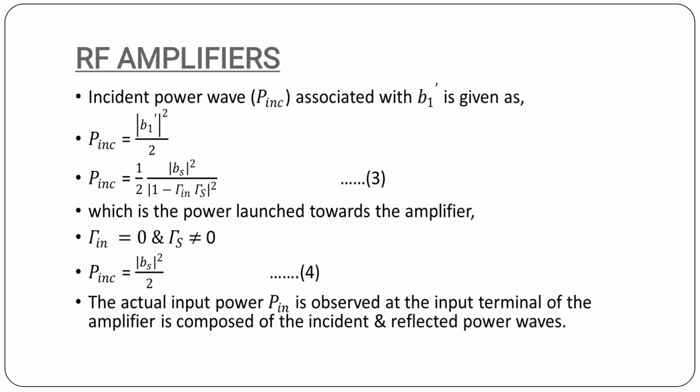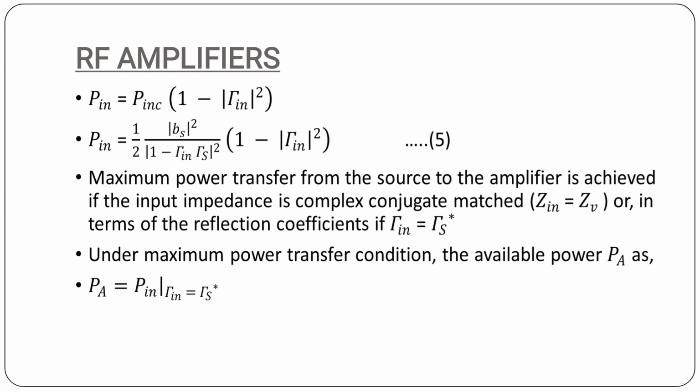When gamma in is equal to 0 and gamma S is equal to 0, the incident power is equal to |Bs|^2 by 2. The actual input power absorbed at the input terminal of the amplifier is composed of two waves, the incident wave and the reflected wave. So the input power is equal to the incident power times (1 minus |gamma in|^2). That is, the input power is 1/2 |Bs|^2 divided by |1 minus gamma in gamma S|^2, times (1 minus |gamma in|^2).